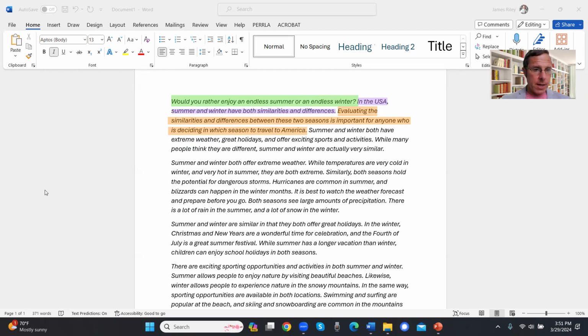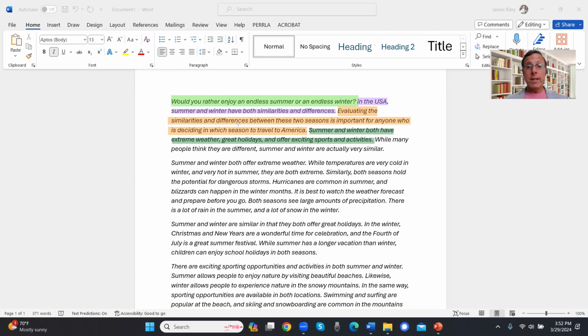When I go to my next sentence, he says, "Summer and winter both have extreme weather, great holidays, and offer exciting sports and activities." That's my thesis map. It's my point of comparison. Remember, your thesis map tells your reader what each body paragraph is going to be about.